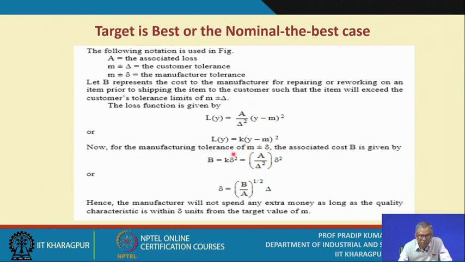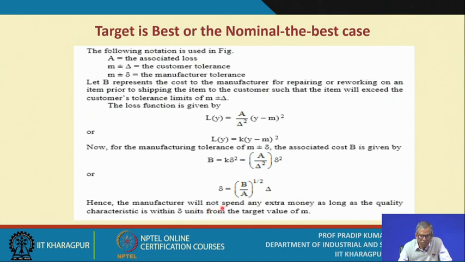Now for the manufacturing tolerance of m plus minus small delta, the associated cost capital B is given by B equals k into small delta square, and capital K is capital A divided by capital delta square, into small delta square. So from these expressions you get an expression for small delta, that is the square root of B upon A, into capital delta.